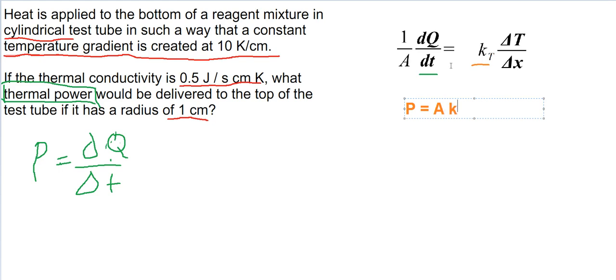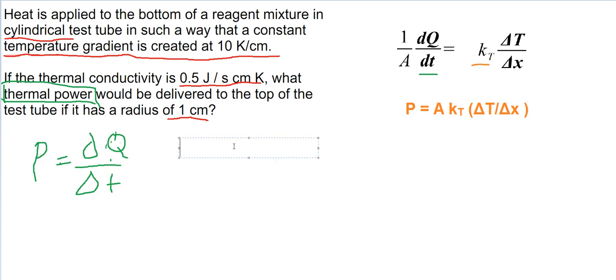kT is going to stay where it is. And here we have the change in temperature with respect to the change in distance over which that occurs. So here we have a delta T divided by a delta X. Now, our goal here is to see how much of this we can fill in. Our goal is to find P, so we should be able to have all these things. We're going to start with the area.